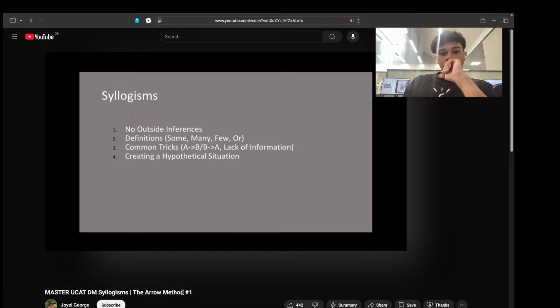Many is the majority, but not all. So you can think of it as 51 to 99. Few is basically 49 or less, but still some, so still at least 1, so I guess 1 to 49. And then there are some others you can think about as well.